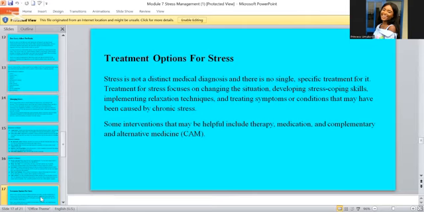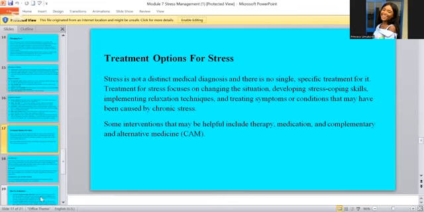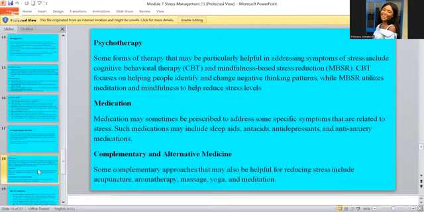There are various options for treating stress. Stress is not a distinct medical diagnosis, so there is no single specific treatment for it. Treatment for stress focuses on changing the situation, developing stress coping techniques, implementing relaxation techniques, and treating symptoms or conditions that may have been caused by chronic stress. But let us look at some of these methods.